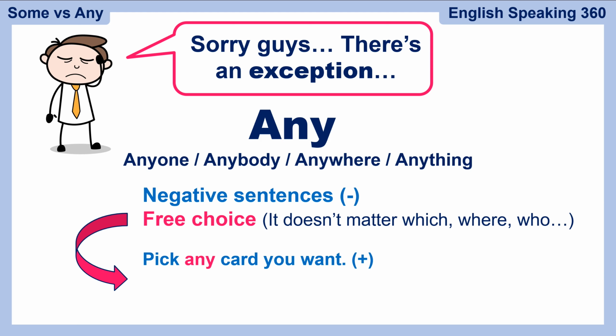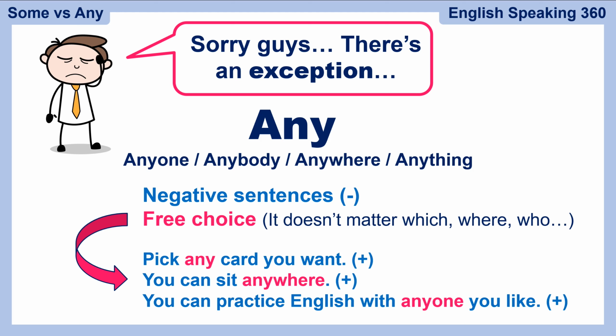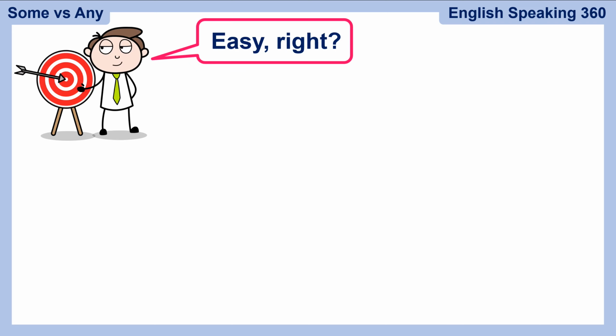The sentence is not negative, the sentence is positive, but we use any because it means that there is a free choice of card. You can sit anywhere. Once again, positive sentence, but you have free choice. You can sit on any chair you want. You can practice English with anyone you like. Positive sentence, you have a free choice. It doesn't matter who you practice English with. It's important that you practice. Easy, right?